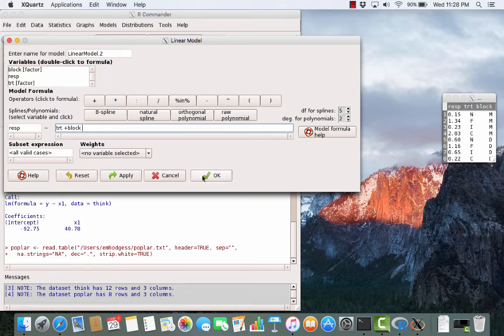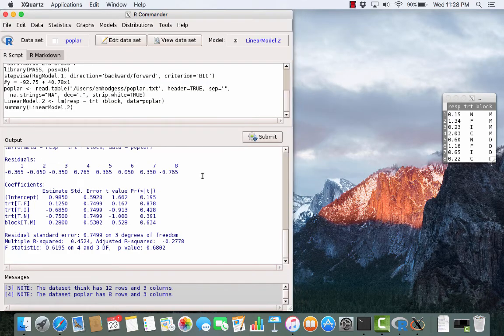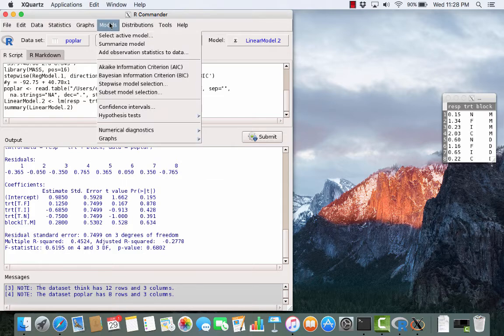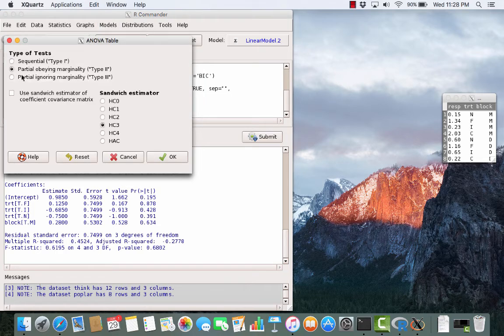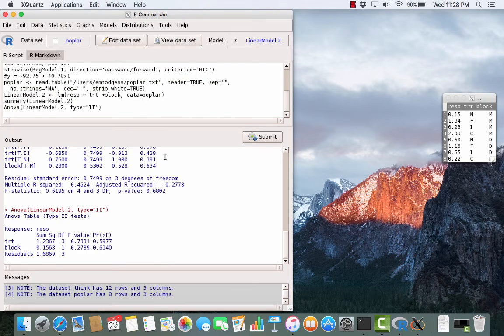Okay? Then click OK. And that sets up a model, but it doesn't set up an ANOVA model. So you have to go back in and go into models, go into hypothesis tests, and go into ANOVA table. Make sure it's set to type 2 and click OK. And there you have it. Oh, this is really boring today. And you're going to test on both kinds of treatments.